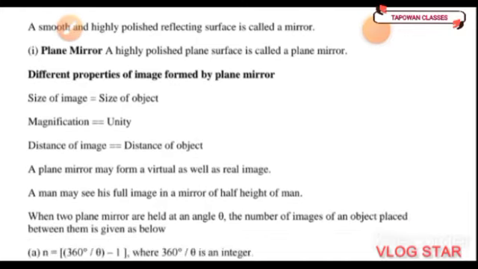Now the different properties of a plane mirror. What are the different properties? We have come from different sections, and you only need to remember these points. Size of image of object: what is the size of the image in a plane mirror? It is the size of the object. What is the magnification? That is unity. The distance of the image is equal to the distance of the object. A plane mirror may form a virtual as well as a real image also.